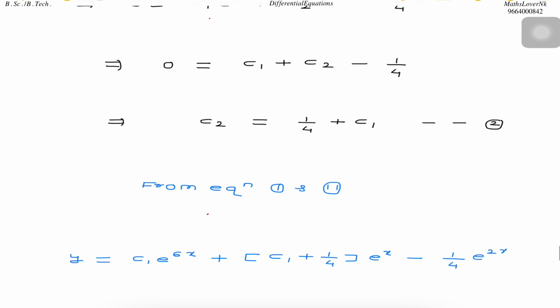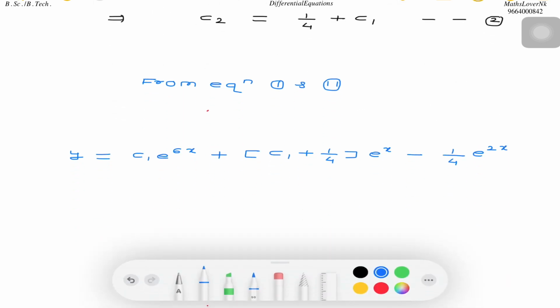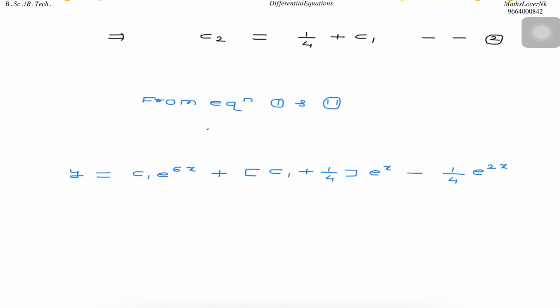When we solve this equation by taking out the common, C1 is common, so y is equal to C1 times e the power 6x plus e the power x, plus e the power x upon 4 minus 1 upon 4 e the power 2x. I think that is right.